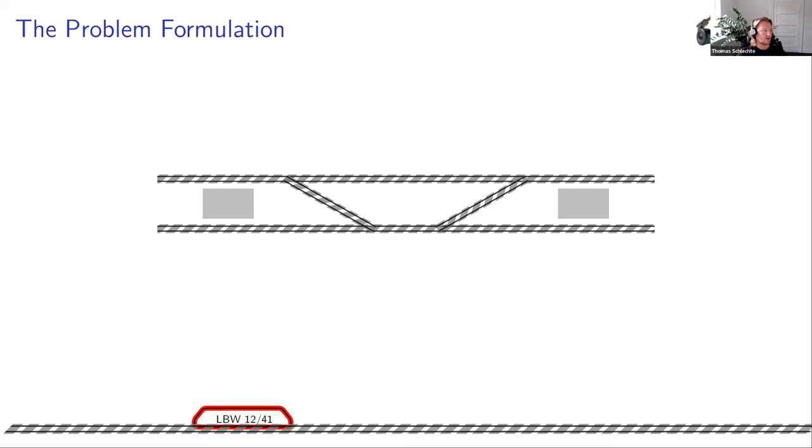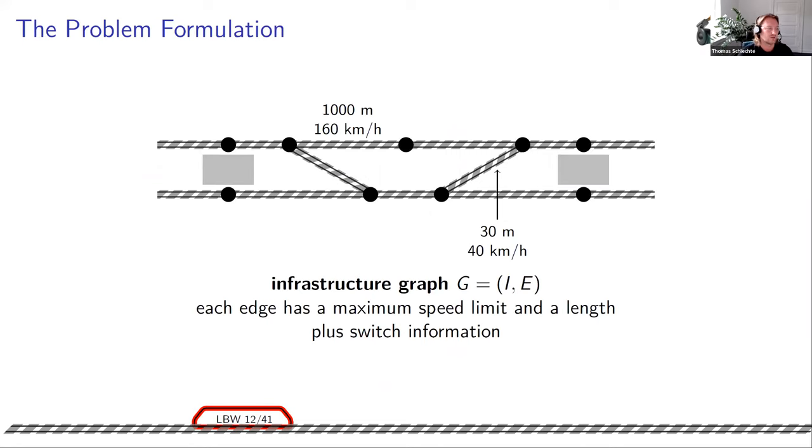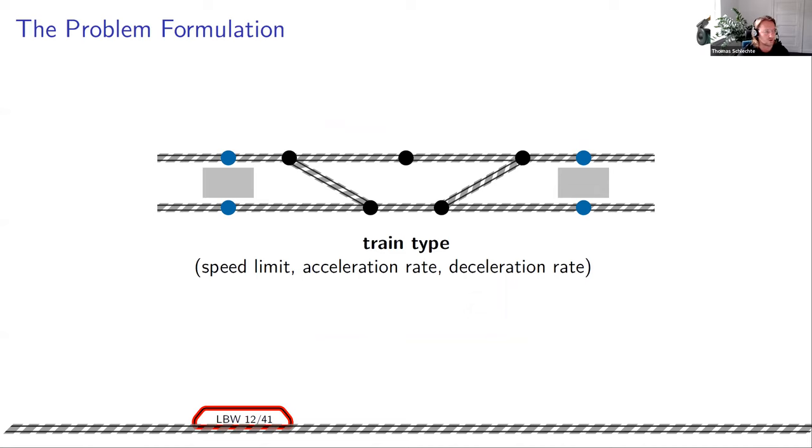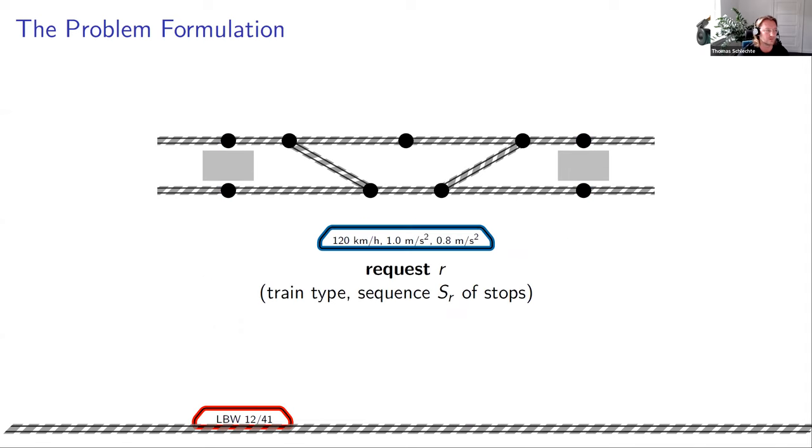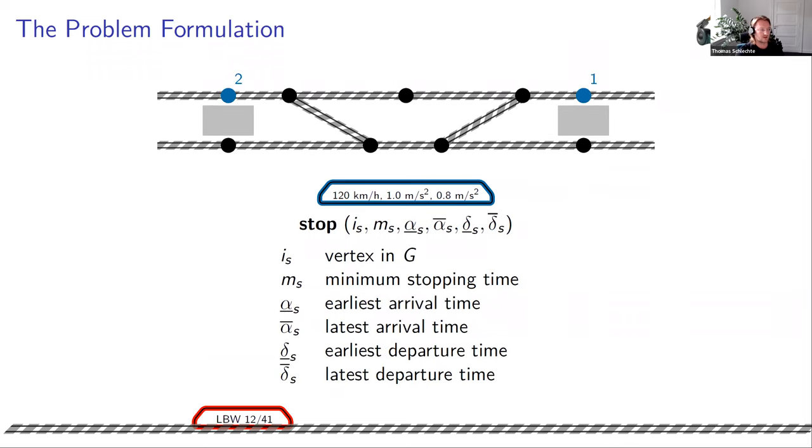Okay, then now to the mathematical problem formulation. We are given an infrastructure graph where we know the lengths and also the maximal speed which is allowed. We also have train types where speed limits and acceleration and deceleration rates are given. Then classically a train request or train slot corresponds to a train type and to a sequence of stops and stations where you want to start and where you want to arrive. So it is an origin-destination path through your infrastructure network, and also maybe minimum stop times at different intermediate stations and so on. Such stops also have some intervals where you want the stop to take place. That's the classical formulation of a train request.